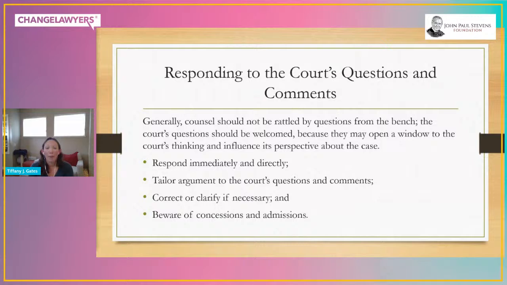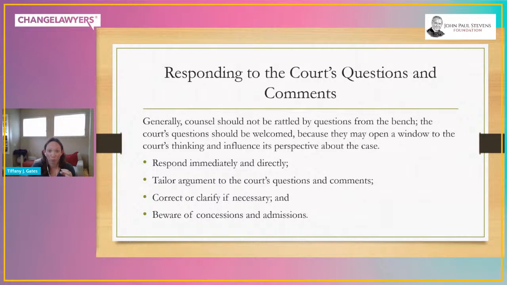But at the same time, you are allowed to respectfully explain why you think the point that's being made isn't relevant to the issue that needs to be decided. But only after you've answered the court's question can you politely point that out. So again, keep in mind that responding immediately and directly is by far the most important thing you do as an oral advocate, and you should prioritize it every time you're asked a question.